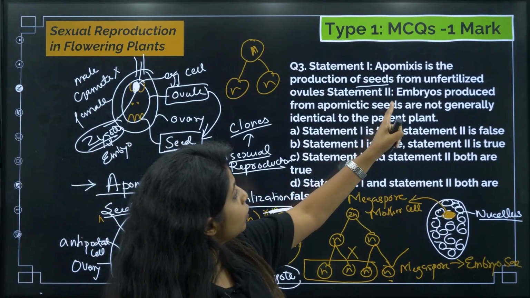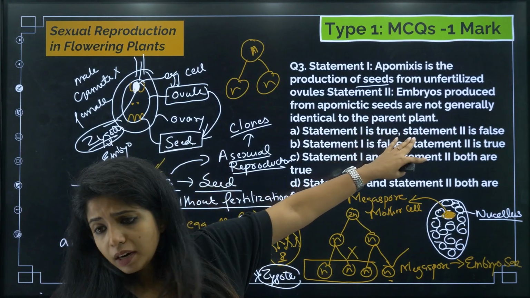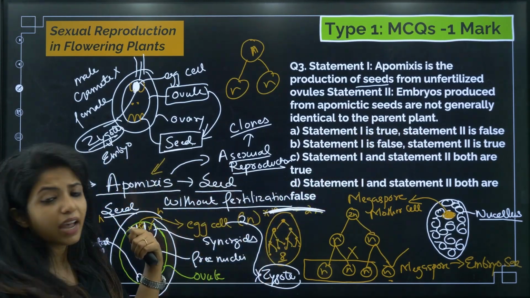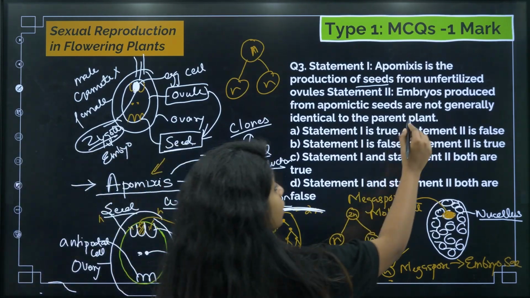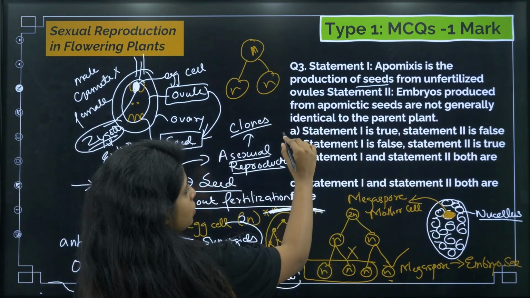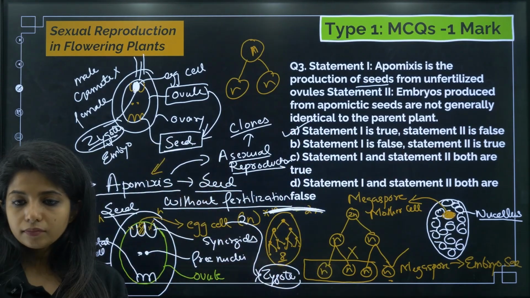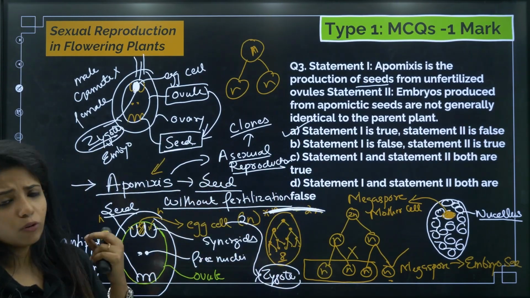Now, embryos produced from apomictic seeds are not generally identical to the parent plant. Is it like that? Aren't they identical to the parent plant? They are identical, okay, and here it is written they are not. So basically statement 1 is true and statement 2 is false. So this is correct, okay.